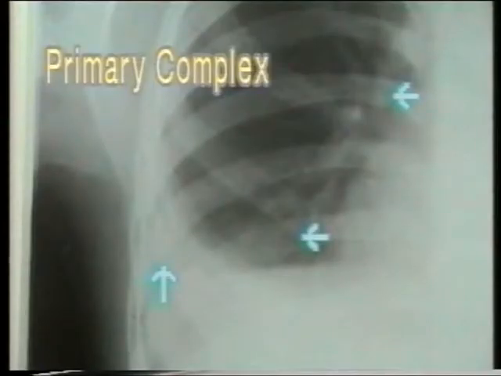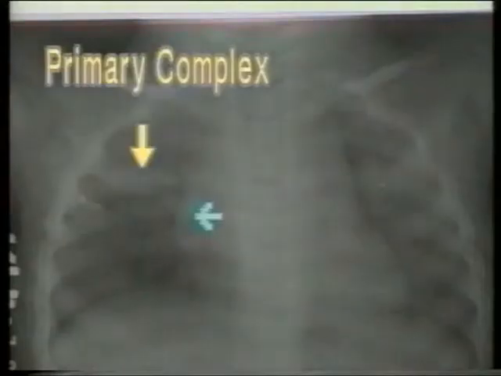The next X-ray is an X-ray of a child with large hilar nodes on the right side shown by the blue arrow, and the vertical yellow arrow points to a parenchymal lesion. Now note the mediastinal widening. Presence of mediastinal nodes suggests that the primary complex has progressed to a post-primary tuberculosis. So one must look for mediastinal widening and widening of the carina.